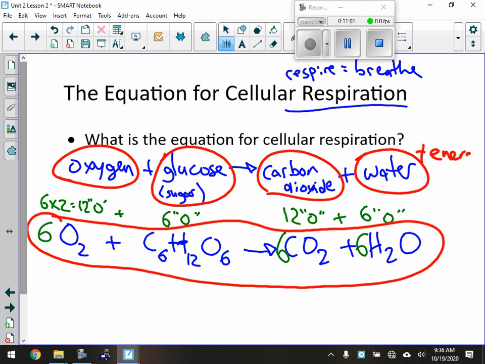This is done in the mitochondria, and that energy is used to power the powerhouse of the cell. It gives the cell energy to do all the things it needs to do. And again, same thing here, plus energy.